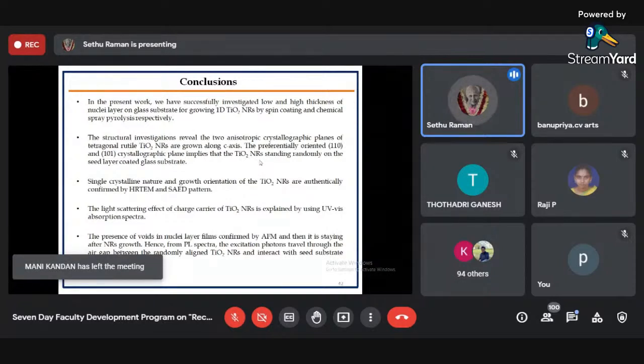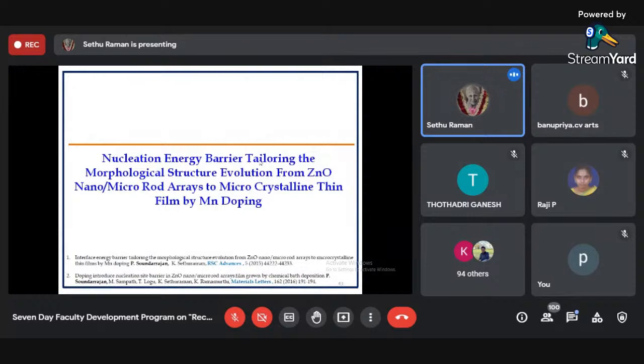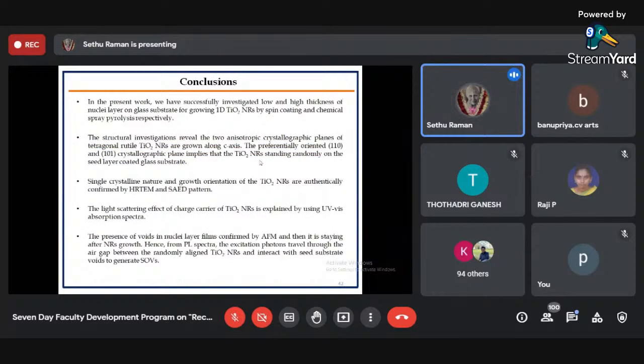The light scattering effect of a charge carrier of TiO2 nanorods is explained by using two visible absorption spectra. So the next work is nucleation energy barrier tailoring and the morphological structure evolution from ZnO nano-microrod arrays to microcrystalline films by M doping. In this earlier case, we have optimized the seed layer thickness, and both the seed layer as well as the nanorod growth by a simple solution technique.